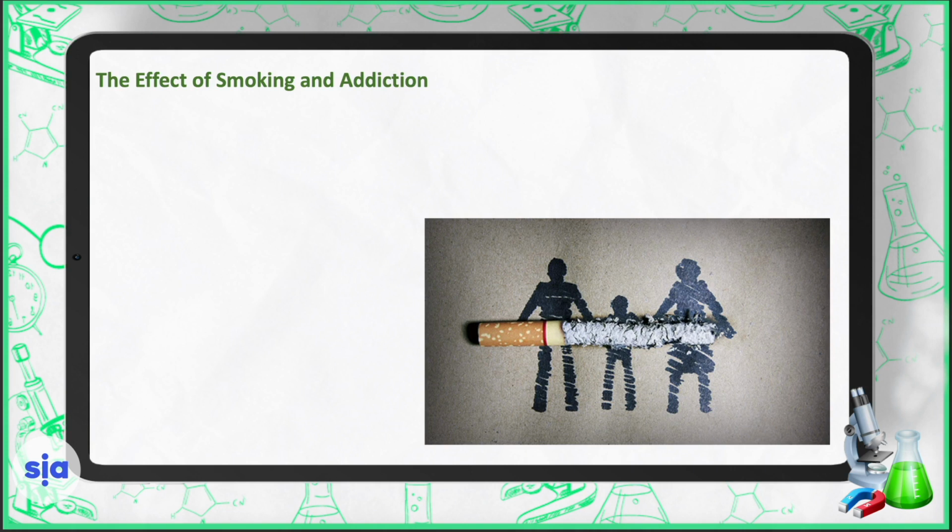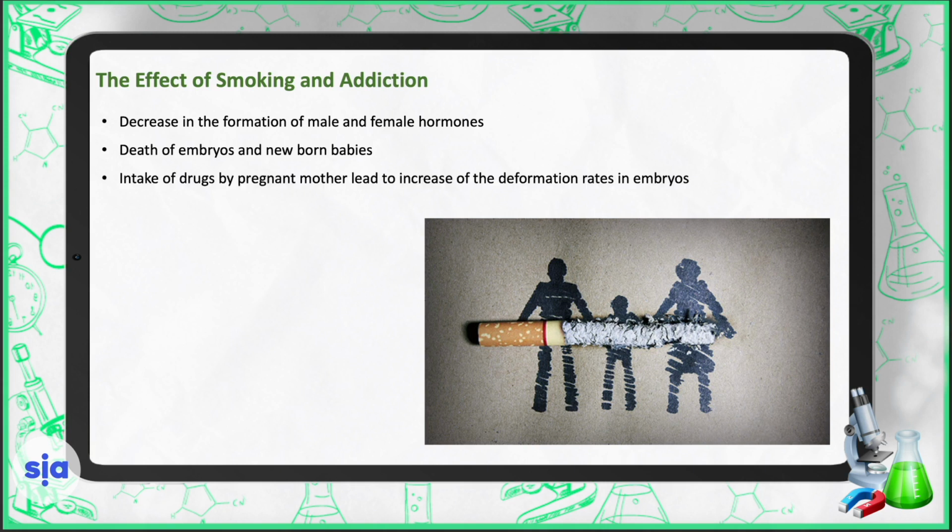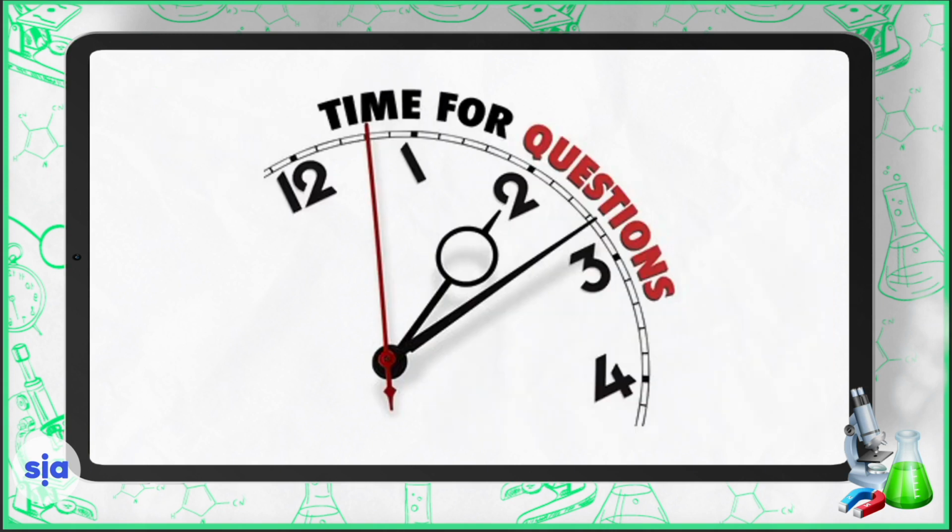The effect of smoking and addiction. Smoking and addiction decrease the formation of male and female hormones. They cause the death of embryos and newborn babies. Intake of drugs by a pregnant mother leads to an increase of the deformation rate in embryos.